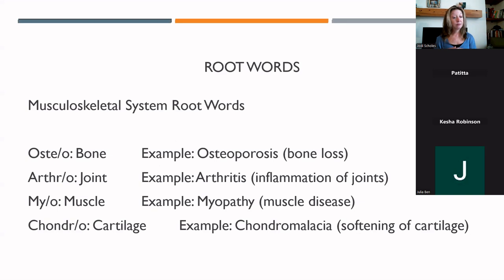Myo, muscle. Chondro, cartilage. Chondromalacia, a softening of the cartilage. This is fun. We get to go through all these words and pull them apart, but we're also learning all about these different pathologies that have these words in them. Yeah, kind of two for one.